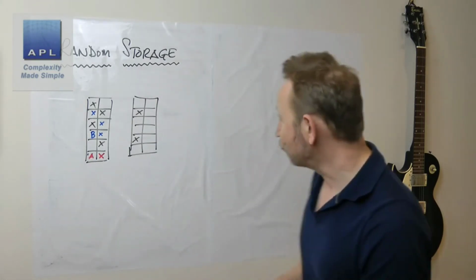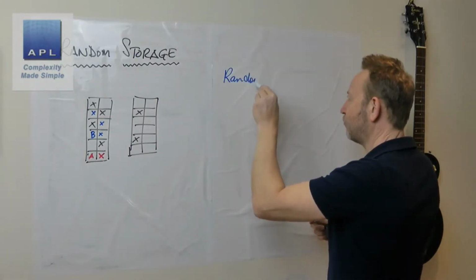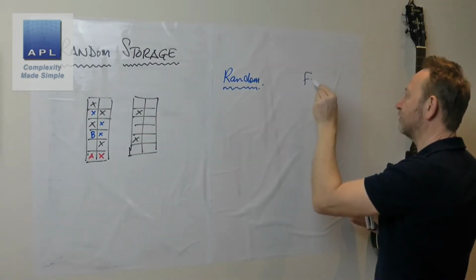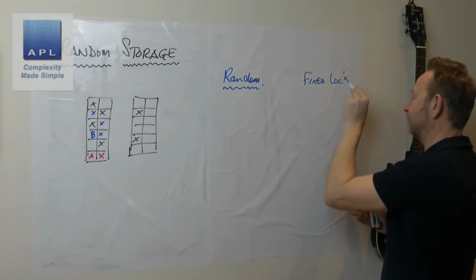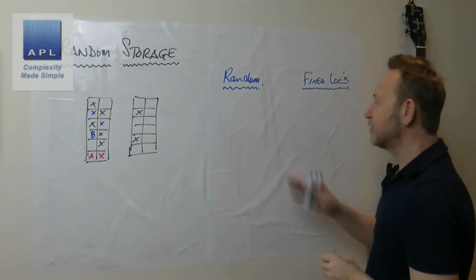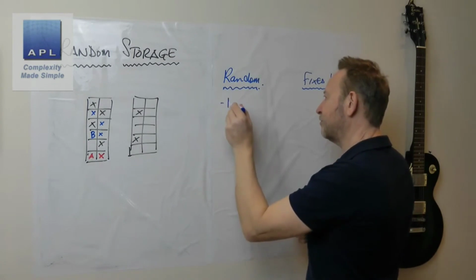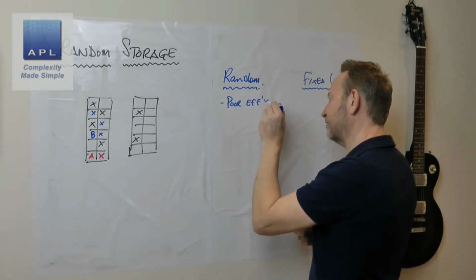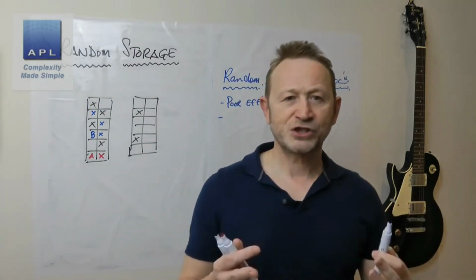So the question is, does the system you have really work? So let's compare random. So we can store randomly against fixed location. Okay. So if you store randomly, the problems you tend to get, you get poor efficiency, picking it, putting it away. What else do you tend to get?